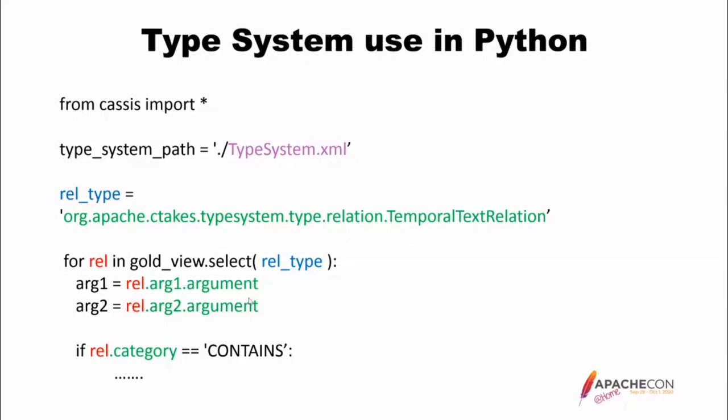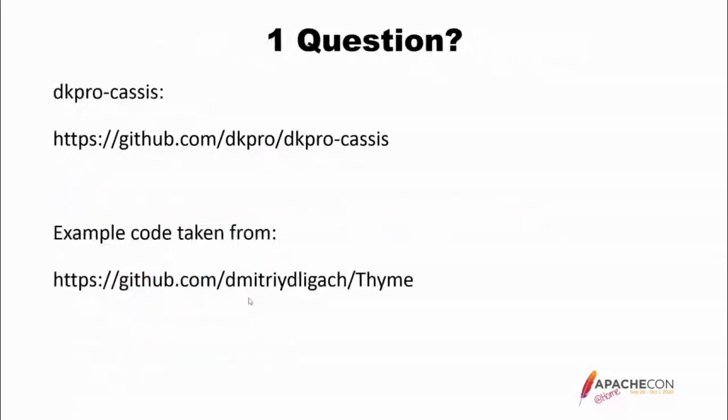that you would recognize in cTAKES in Java. It's the same exact thing in Python. So if you've been unfortunate enough to use binary text relations, you're familiar with the .arg1 .argument, and you're going to use that exactly the same in Python. Same with .category. If you've done it in Java, you can do it in Python. The naming is the same. So that's it. That was fast.